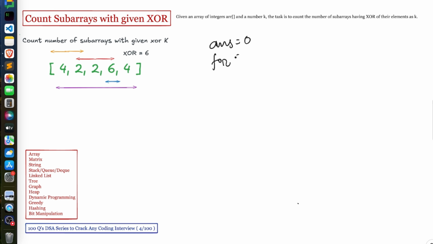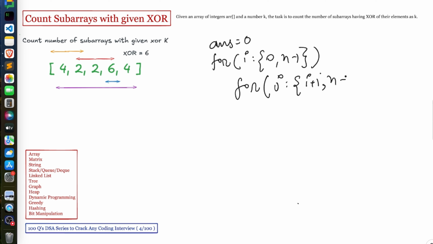So I'll take the help of 2 for loops. One would be from index 0 to n minus 1. This is the left index. Now I'll take another for loop for the right index, that would be from index i plus 1 to n minus 1, right? So this subarray consists of all the numbers from index i till j, right?